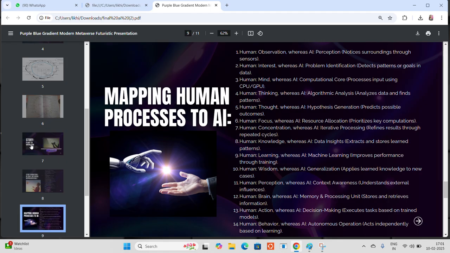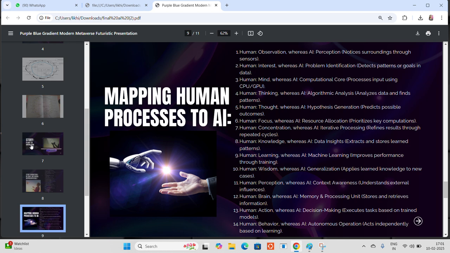Next, coming to focus. Humans will perform focus, which is a short duration of time, and the AI will do resource allocation. Means AI allocates computational resources to key areas. It will only focus on key features, key areas. Okay, coming to concentration, humans will perform concentration. Focus is a short duration; concentration is for a long duration. In the alternative to concentration, AI will perform an iterative process. It means AI runs multiple iterations, multiple times, to form refined results.